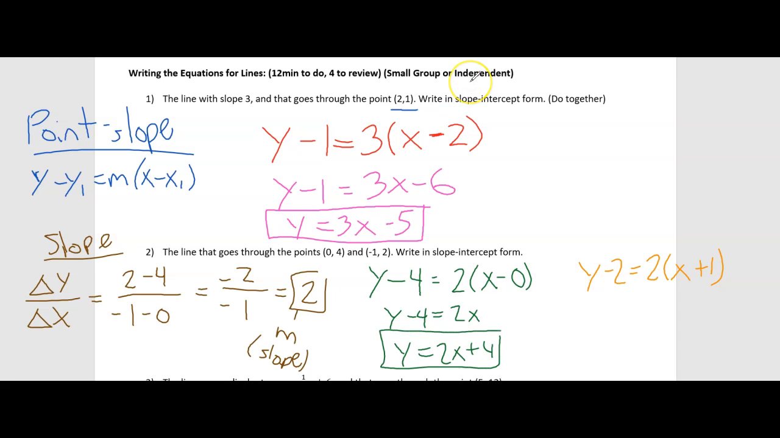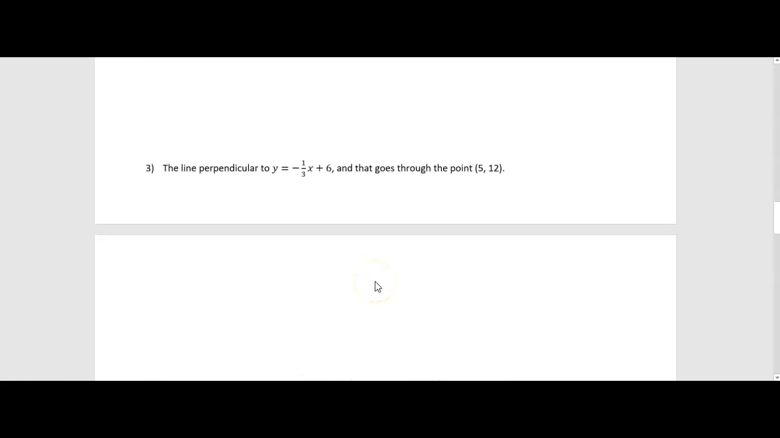If I come over to my orange, I get y minus 2 is equal to 2x plus 2. And then if I add 2 to both sides, I get y is equal to 2x plus 4. So again, it doesn't matter which point you use. As long as you find the right slope and substitute correctly, you're going to get the same equation for slope-intercept form. All right, let's see what type of problem we have next.